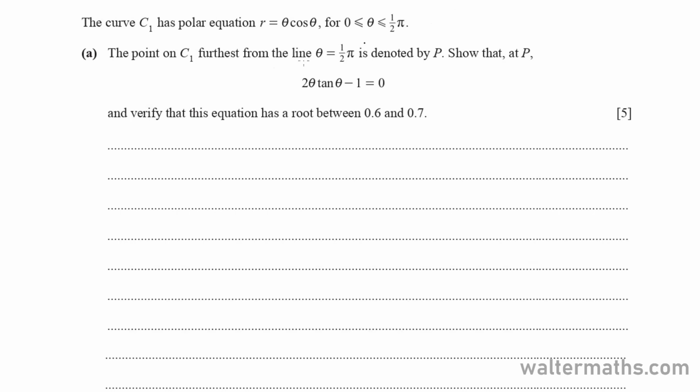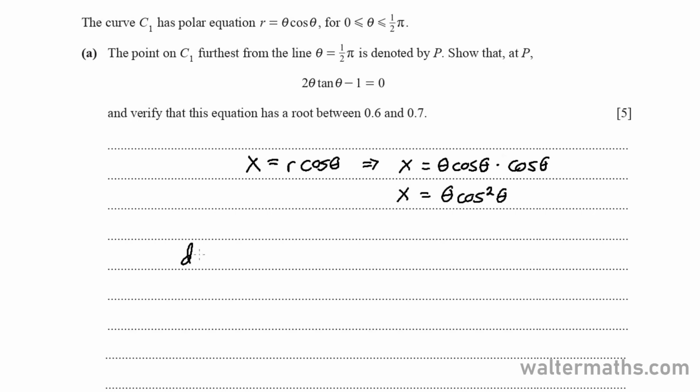Okay, so here we are talking about a point on the curve that is furthest from the line theta is equal to a half pi, which means we are talking about a stationary point where we are going to say dx by d theta is equal to 0. So let's start by finding x. We know that x is r cos theta, and in our case here, r is theta cos theta. So we'll be having here theta cos theta times cos theta, which means that x comes out as theta cos squared theta.